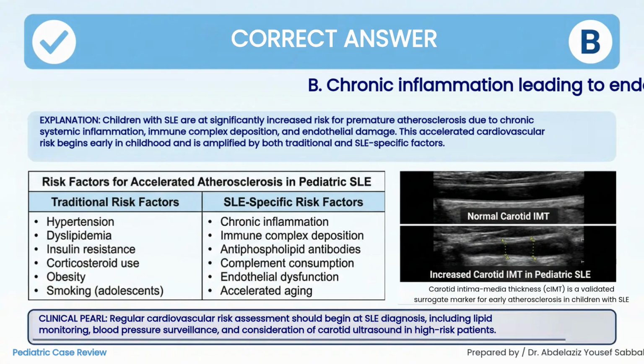Children with lupus are at significantly increased risk for premature atherosclerosis due to chronic systemic inflammation, immune complex deposition, and endothelial damage. This accelerated cardiovascular risk begins early in childhood and is amplified by both traditional factors such as hypertension, dyslipidemia, and corticosteroid use, and lupus-specific factors including antiphospholipid antibodies, complement consumption, and accelerated vascular aging. Carotid intima media thickness is a validated surrogate marker for early atherosclerosis. Regular cardiovascular risk assessment should begin at lupus diagnosis, including lipid monitoring and blood pressure surveillance.